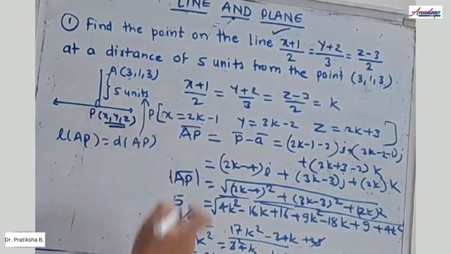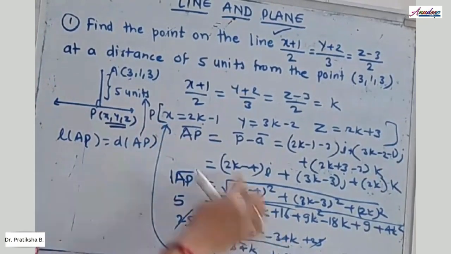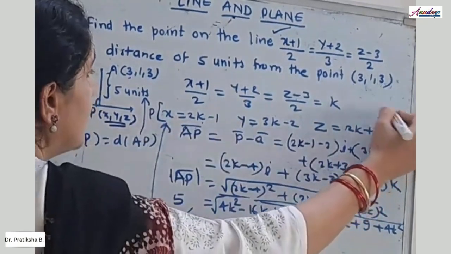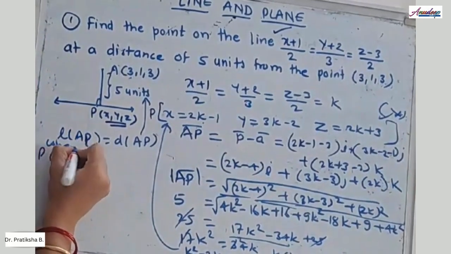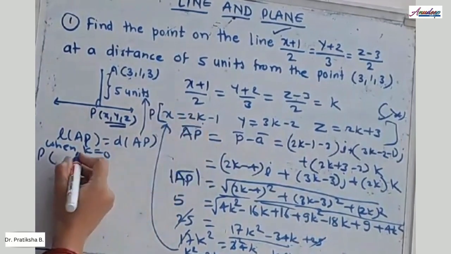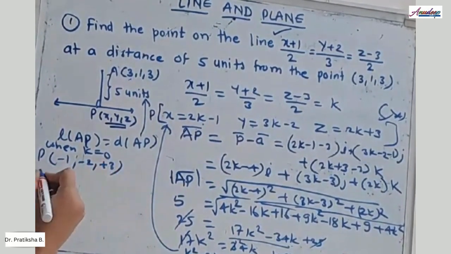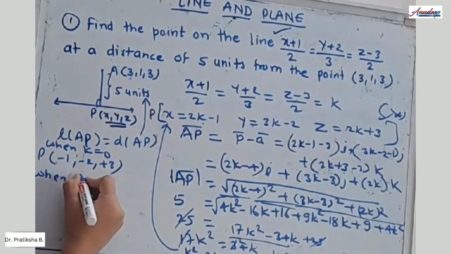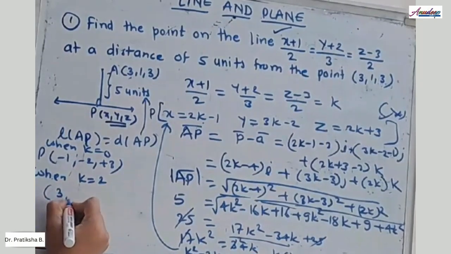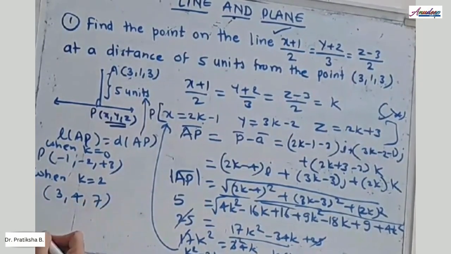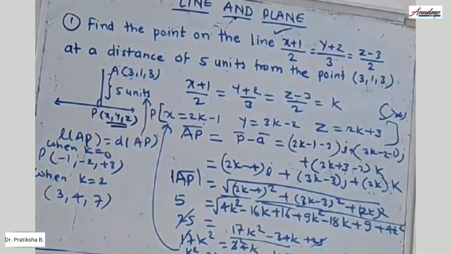In order to get the coordinates of P, we need to substitute the value of k in the starred equations. When k is equal to 0, the point will be (minus 1, minus 2, 3). And when k is equal to 2, we get the point (3, 4, 7). So this is how you are going to work out the coordinates for the point P.